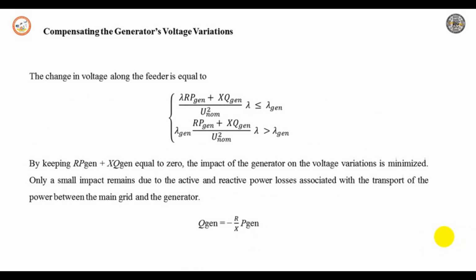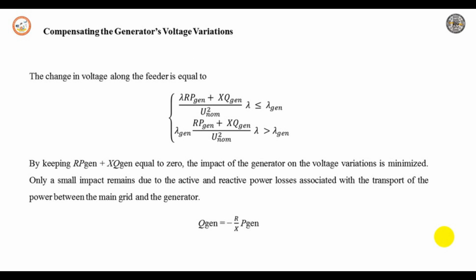A generator producing a certain amount of active and reactive power will impact the voltage magnitude at each location along the feeder. The voltage rise due to the injection of active power increases linearly from the source up to the generator location and remains constant behind the generator location. Whenever the generator also injects or consumes reactive power, the voltage may rise or drop. In that case, the change in voltage along the feeder equals lambda times (R P_gen plus X Q_gen) divided by the squared norm of U.